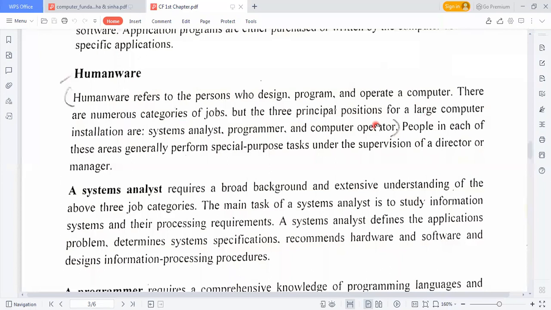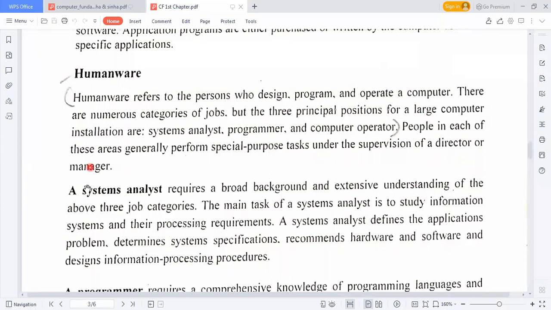So what are the principal positions for the installation? System analyst, programmer, and computer operator. People in each of these areas generally perform special purpose tasks under the supervision of a director or manager of a big company.